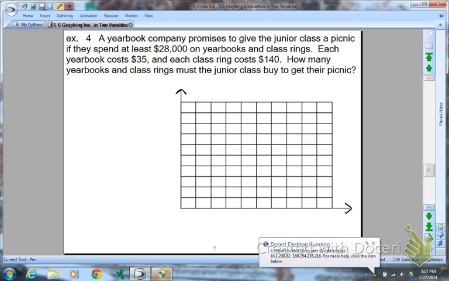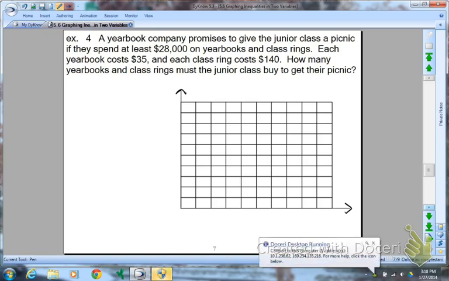Example 4. A yearbook company promises to give the junior class a picnic if they spend at least $28,000 on yearbooks and class rings. Each yearbook costs $35 and each class ring costs $140. How many yearbooks and class rings must the junior class buy to get their picnic? Okay, we have two different things, don't we? We have yearbooks and class rings. So we're going to have two variables, right?